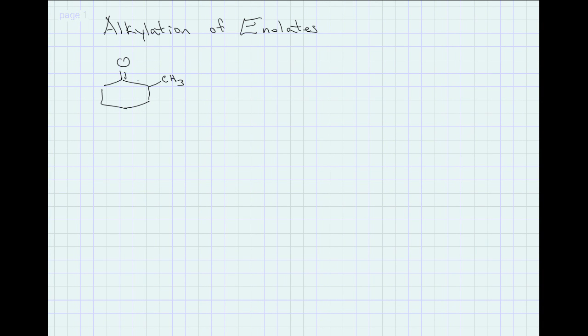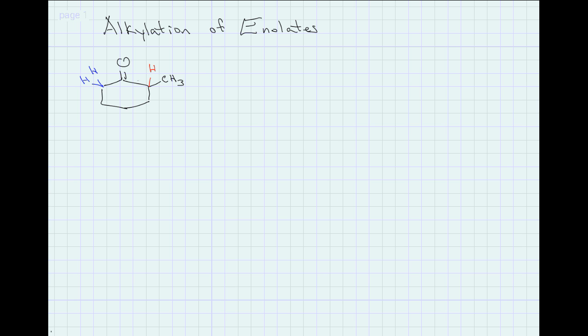Let's take a look at alkylation of enolates. If we take a look at this ketone, we have 2-methylcyclohexanone, so you can obviously see that there are 3 alpha protons in this molecule. There's one here next to the methyl group, and then we have 2 over here. So if we treat this with a strong base so that we do an irreversible deprotonation to form an enolate, which proton are we going to remove?